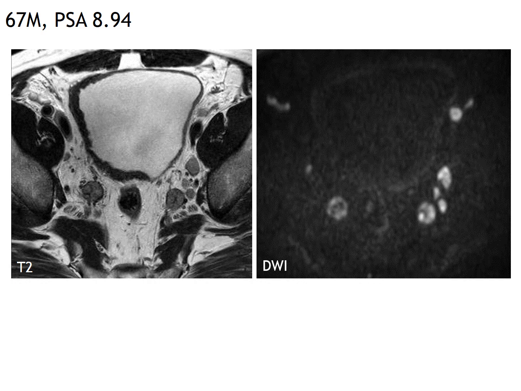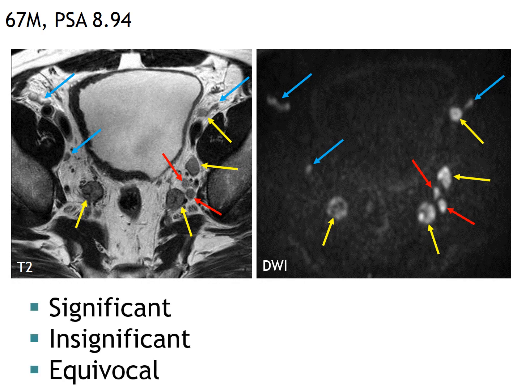Then probably you can say that these 4 lymph nodes with yellow arrows are probably metastatic nodes, and these 3 nodes with blue arrows are probably not. How about these 2 nodes with red arrows? Although they are small, they are round in shape, and the chance to be metastatic nodes seems to be high. So we report lymph nodes as significant, insignificant, and equivocal.